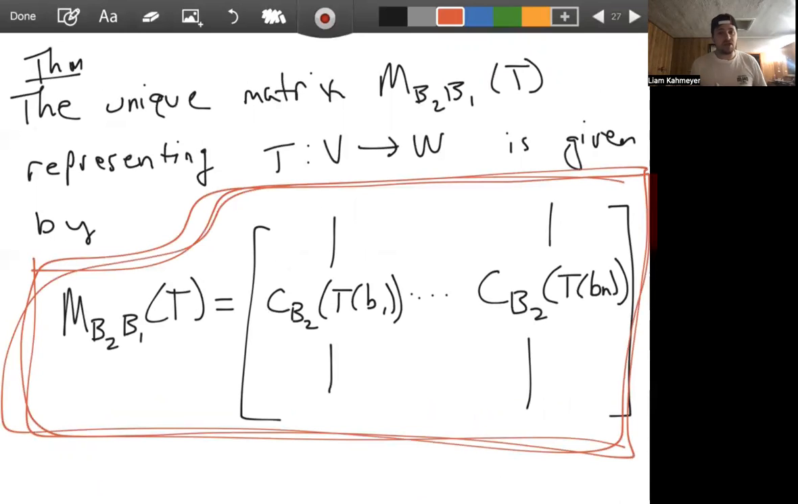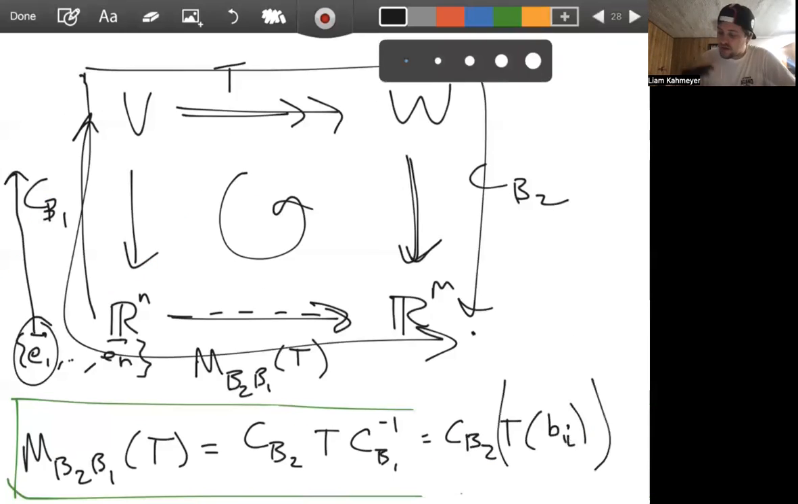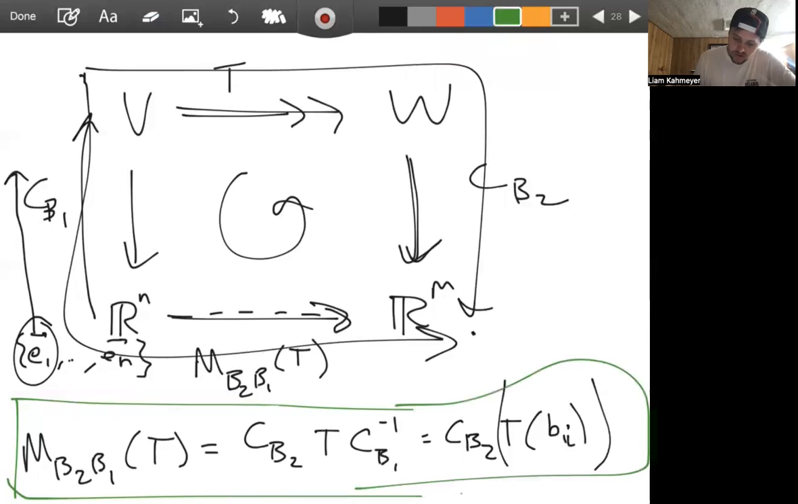And so we have to understand these coordinate transformations, these coordinate isomorphisms, in order to calculate the matrix representing a given transformation.